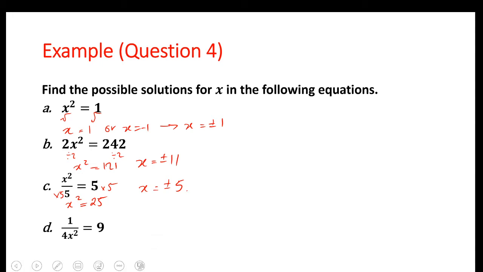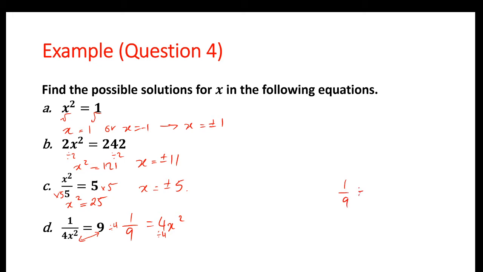And 6, the last one here. Now, this one's a bit trickier, much trickier. So what I'm going to do for this one is swap the 9 and the 4x squared around, and we are allowed to do this. So 1 over 9 is equal to 4x squared, like that. Now I'm going to divide both sides by 4.